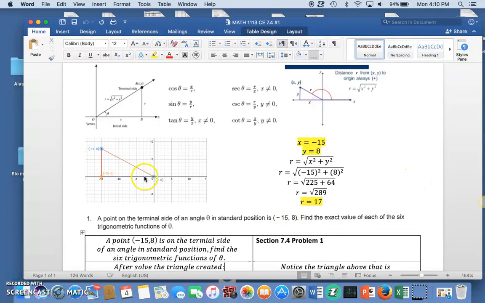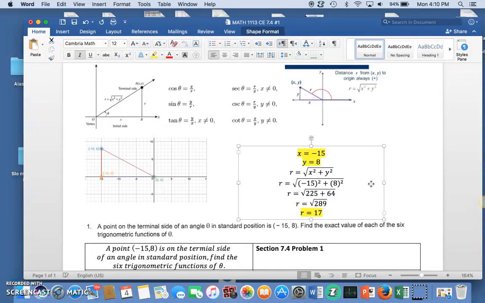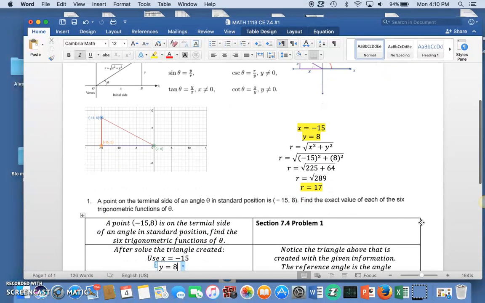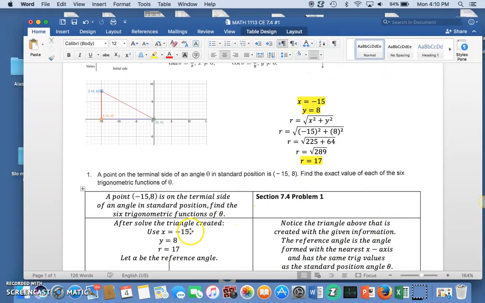And your dimensions here. From here to here is 15 units, and from right here up to here is 8 units. And if you find the radius or the hypotenuse, you can plug in and work through it and you'll get 17. So what really happens? Adjacent is negative 15, opposite is 8, and hypotenuse is 17. You can use those, or you can use x, y, and r. Either way will work. If you use x, y, and r, your x is negative 15, your y is 8, and your r is 17.